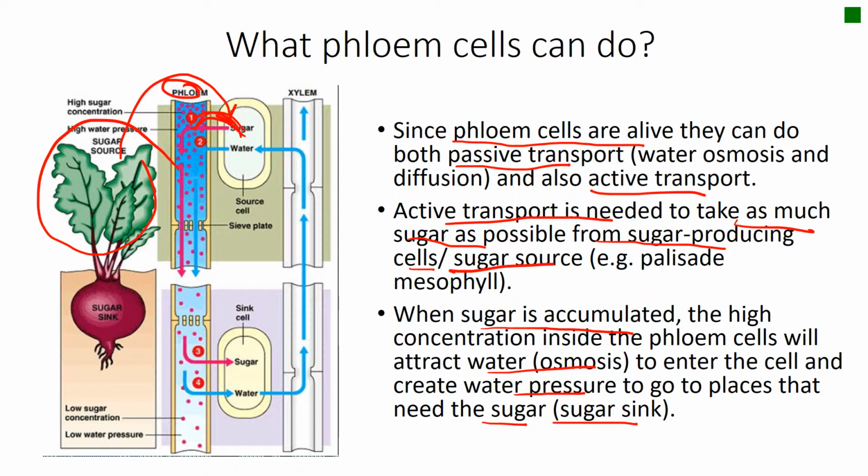So you can see in this picture, phloem and xylem, as you have learned in the first video of this topic, are placed side by side. So the high concentration of sugar inside the phloem will attract the water from the xylem to enter the phloem tube, sieve tube. And then this will create high pressure of water because more and more water is added, and then it will flow to the place where the sugar is needed. Okay, and the cells that need the sugar are called sink cells or sugar sink.